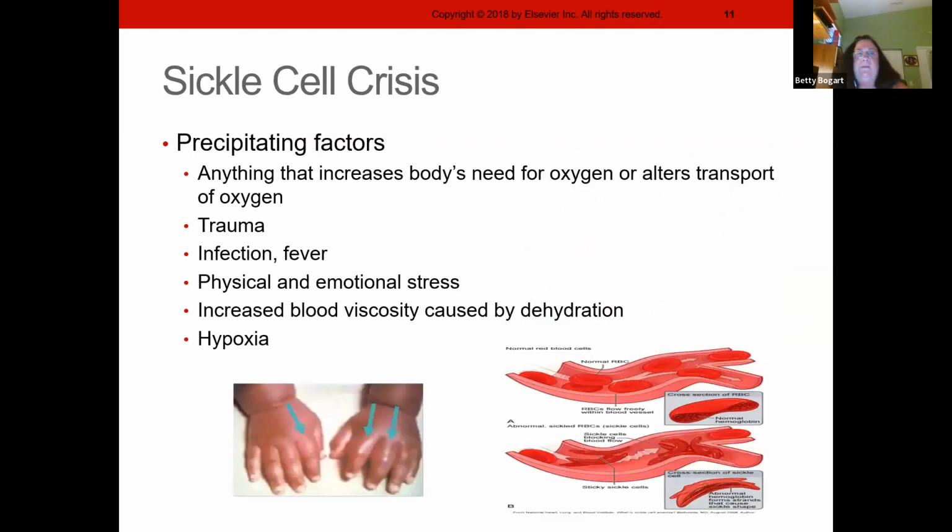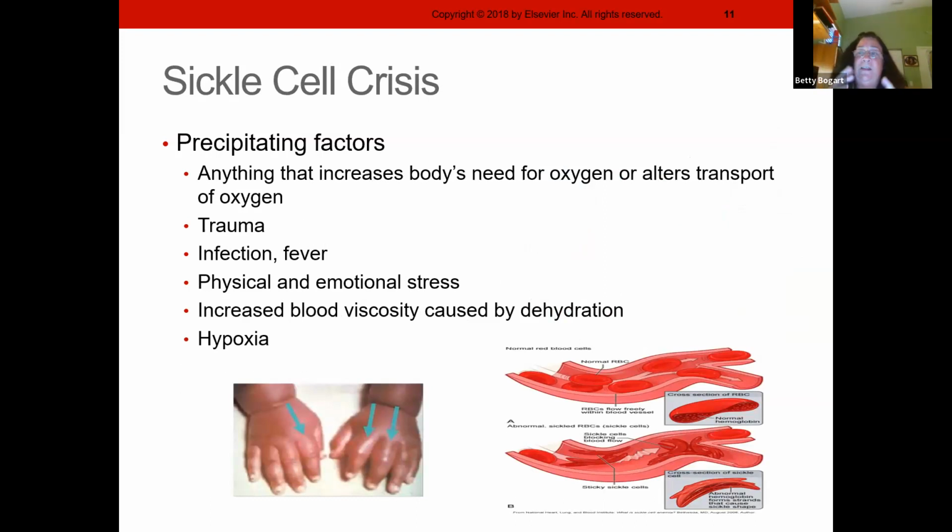So how do we get these sickle crises? Well, number one is always stress. With many of these autoimmune type conditions, stress is a big thing. But anything that increases the body's need for oxygen. Now, trauma, bruising, infection, fever, that burns up a lot of fluid. So now you're getting dehydrated.